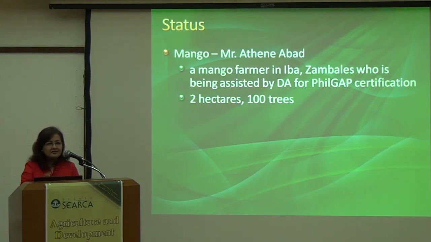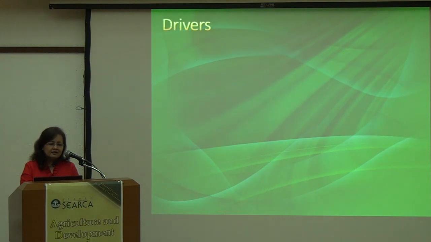He had 2 hectares with 100 trees. Initially, they looked at a 60 hectare farm located in a mountainous area. However, the typhoon, I think, destroyed some of the fruits, and also there was not a good road that goes to that place. So they shifted to the 2 hectares, which is closer to the town proper. And this is more manageable. It also had most of the structures necessary for the adoption of GAP.